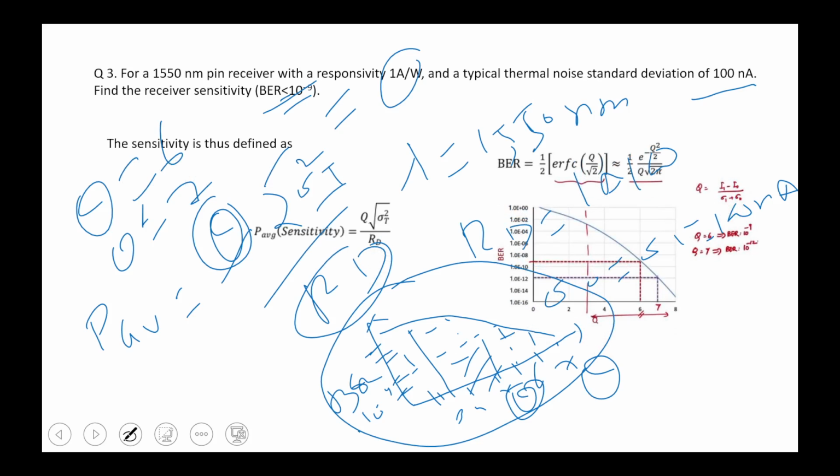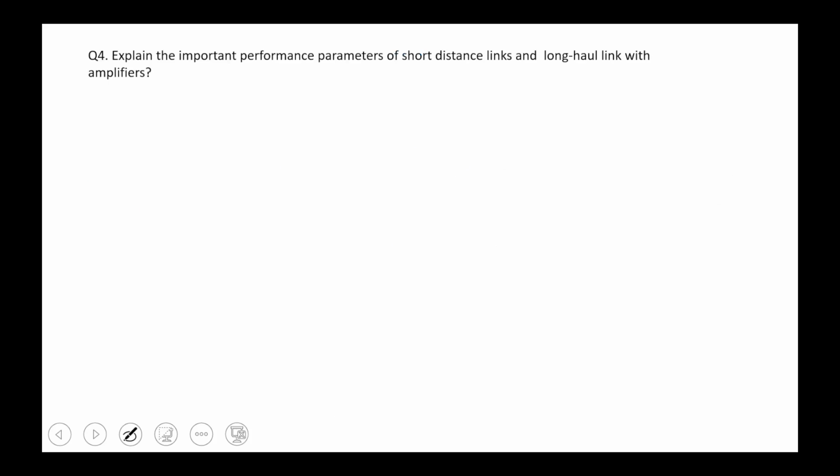So this graph I have already explained, and through this we calculate the quality factor. Explain the important performance parameters of a short distance link and a long haul link with amplifier. What is a short distance link and a long distance link, and how can you identify them?